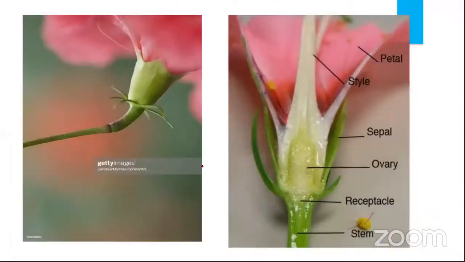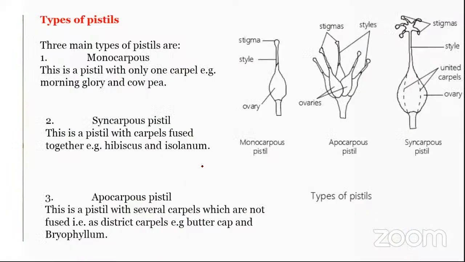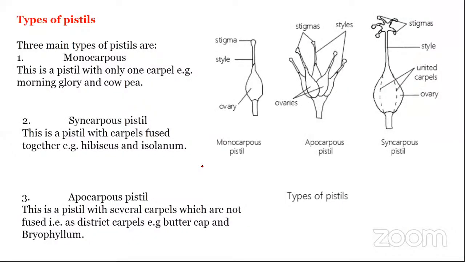Then we can go to the next. This is the transverse and longitudinal section through the hibiscus flower that we looked at. So you should be able to draw that and identify those pictures and what they are. And then types of pistil. Our major topic for today, we are beginning from there, whereby we are looking at the types of pistils.